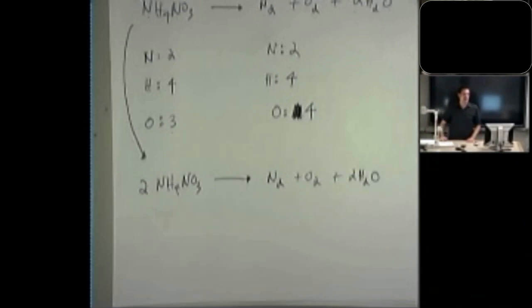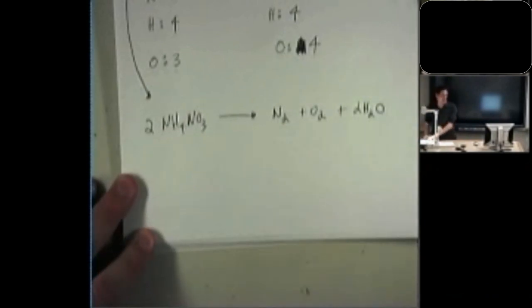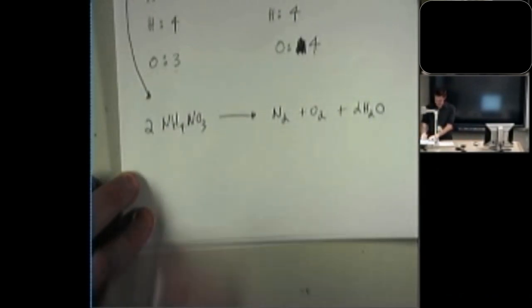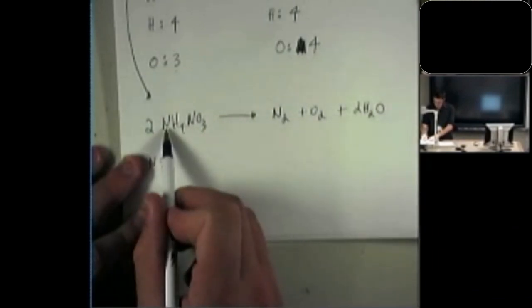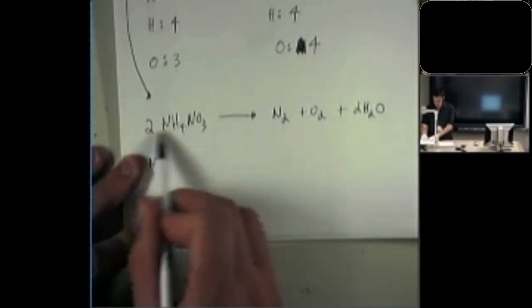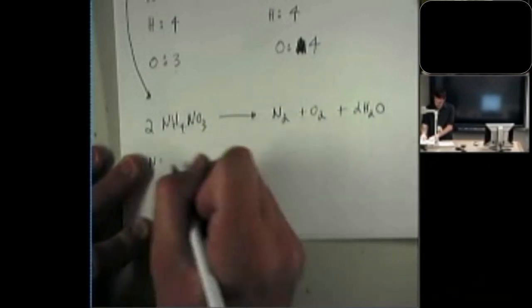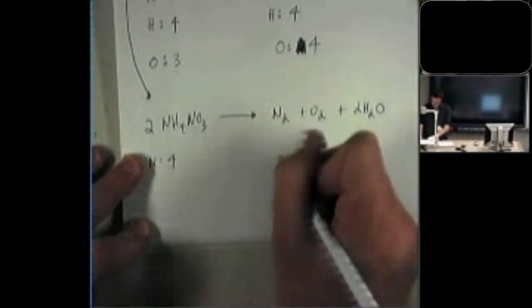Sometimes if we have odd numbers on one side, if we add a 2 as a coefficient, it will turn it into an even number, obviously. And that can occasionally fix things or make it easier for me to add a coefficient on the other side to balance it out. If I add a 2 in front of this, now the number of nitrogens that I have is 1, 2, 3, 4. So the 2 multiplies all the way through. I've got 4 nitrogens. Now, over here, I still have 2 nitrogens.